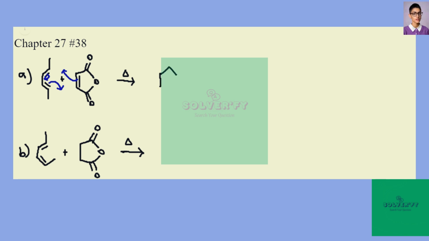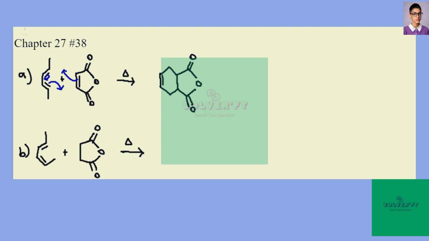And so in this case, we're forming a new 6-membered ring fused to the 5-membered ring that we started with. So there is our new 6-membered ring. Our double bond is there. And then, as I said, fused to our starting 5-membered ring. So the carbonyls didn't participate. They're not affected. So they're still there.